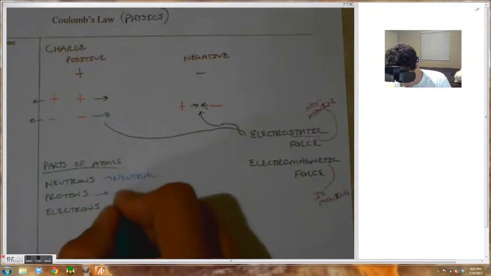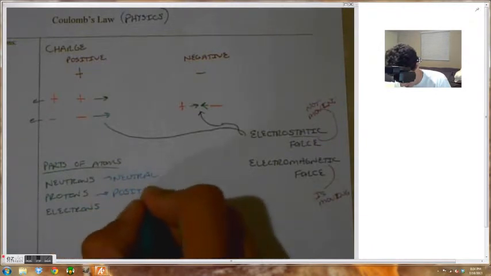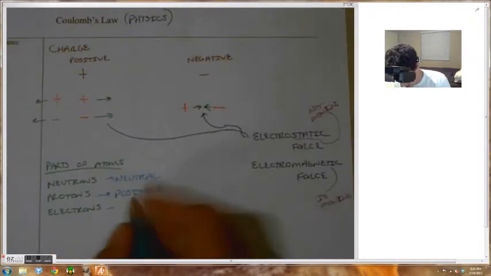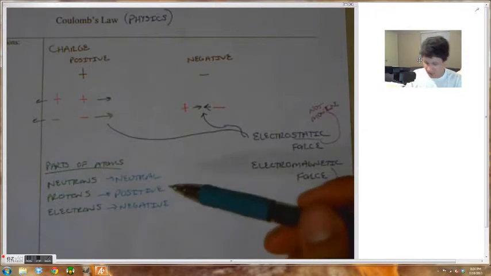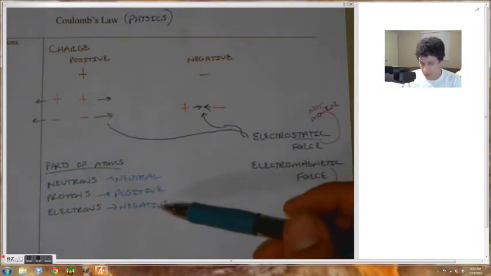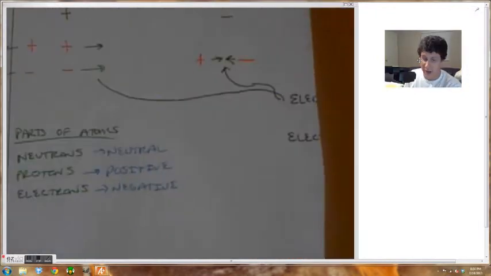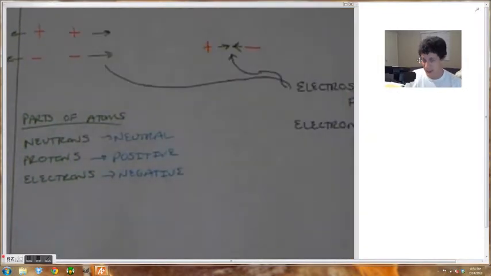Protons are positive, and electrons are negative. Now this is, once again, a totally arbitrary denotation. Protons could have been negative, electrons could have been positive. It's just the way that the guy that originally figured this out decided to set it up. So what does that mean for us?